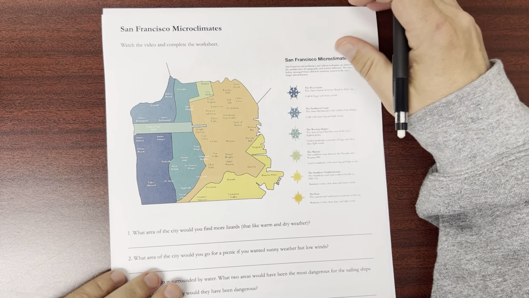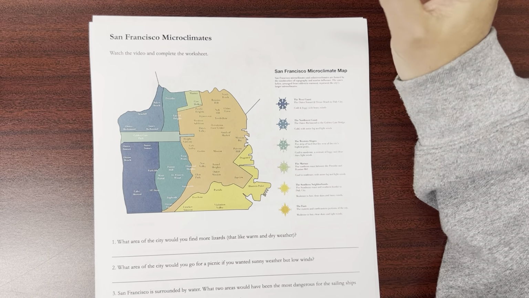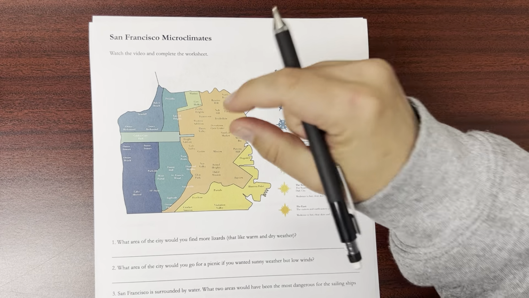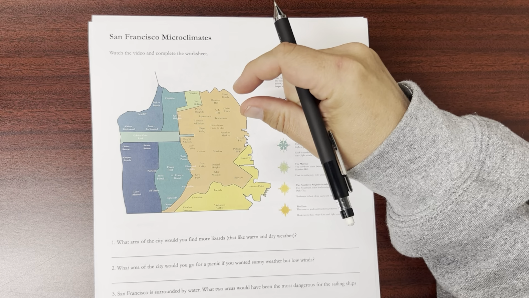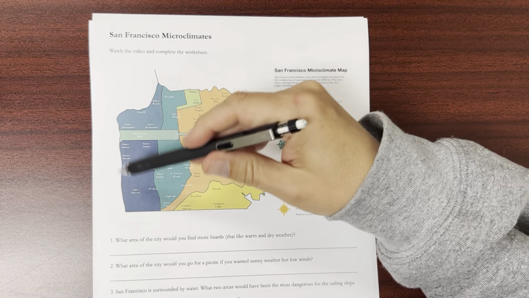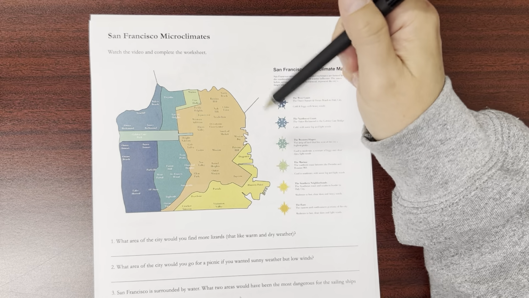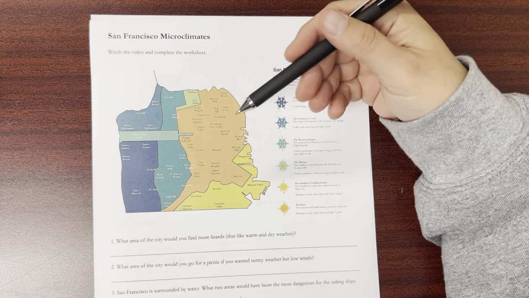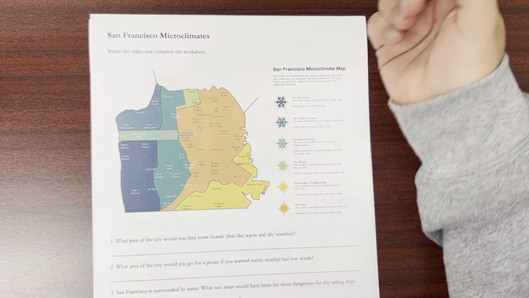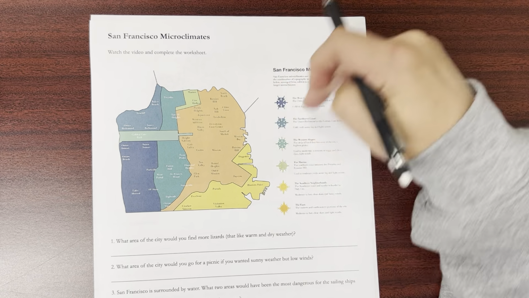Good morning. I'm going over this worksheet with you, San Francisco Microclimates. Now, we had previously in this packet talked about microclimates, and they can be very small, like the underside of a rock, but they can also be small areas within a larger area like San Francisco. So San Francisco, or the Bay Area, has its own climate. But when we look at individual neighborhoods, we can see microclimates, where one neighborhood is different than another. And that's what you see on this map.